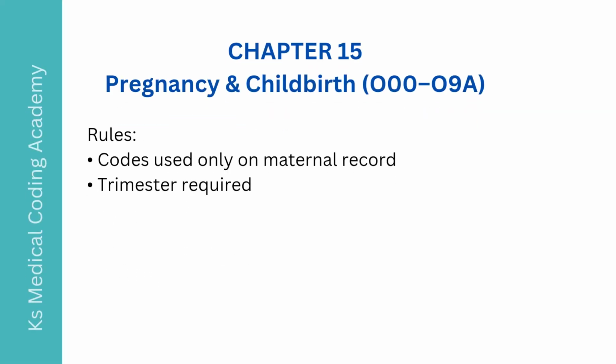Chapter 15. Chapter 15 covers pregnancy, childbirth, and the puerperium, coded from O00 through O9A. These codes are used only on the maternal record. Many obstetric codes also require trimester specification.